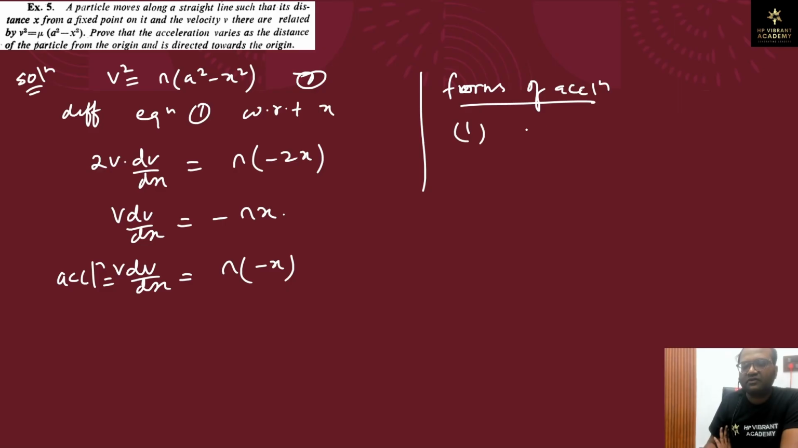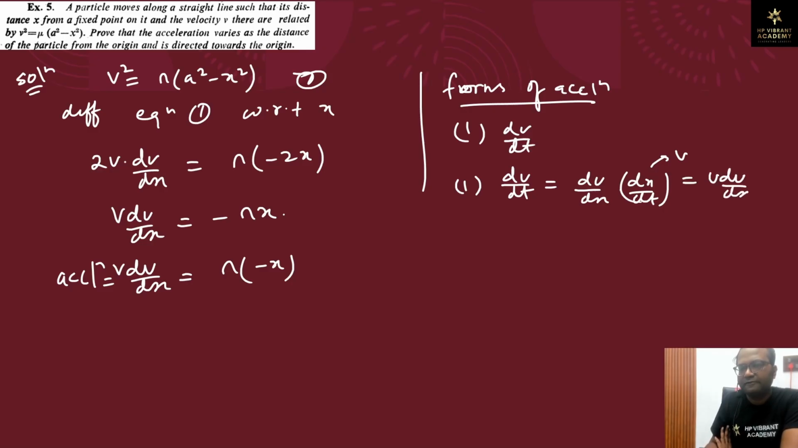Okay, there are various forms of the acceleration. First is dv upon dt, and dv upon dt we can write as dv upon dx into dx upon dt. So dx upon dt is v. So this is v dv upon dx. And third, it is d2s upon dt square. So these are the three forms of acceleration.